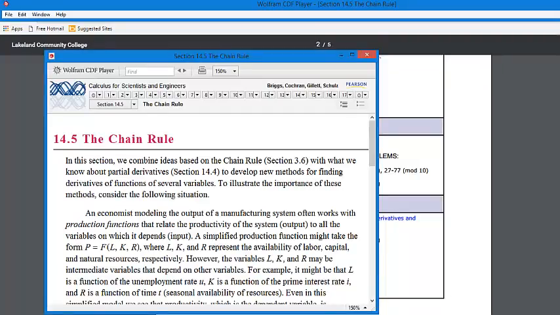Okay, time for the chain rule. So here we go. And by the way, 225.